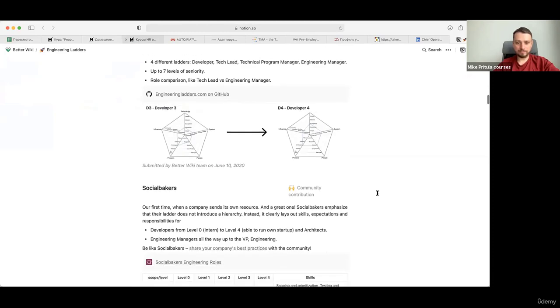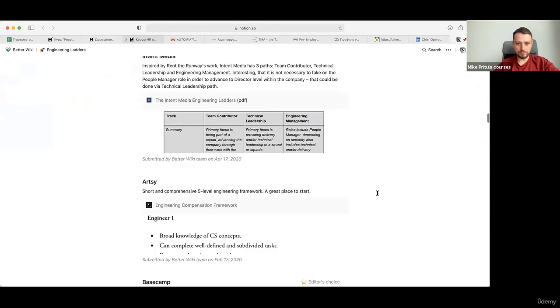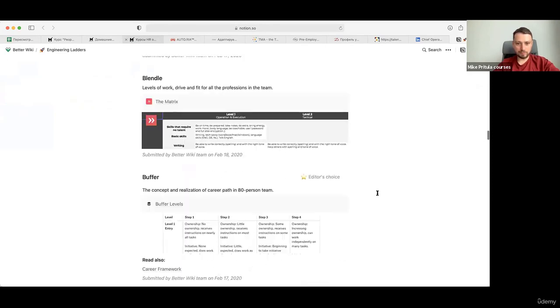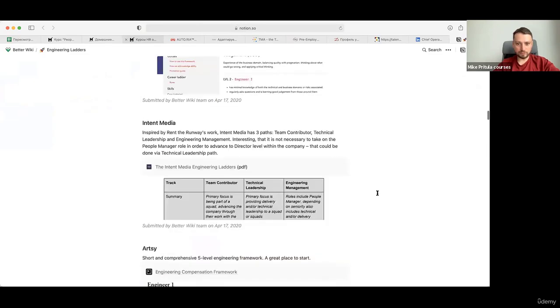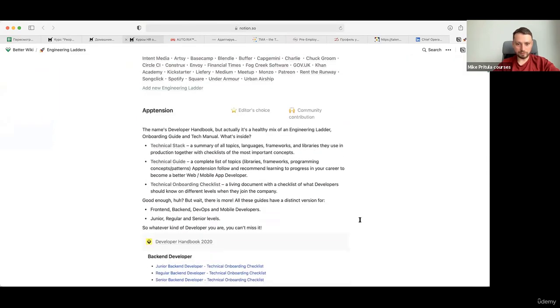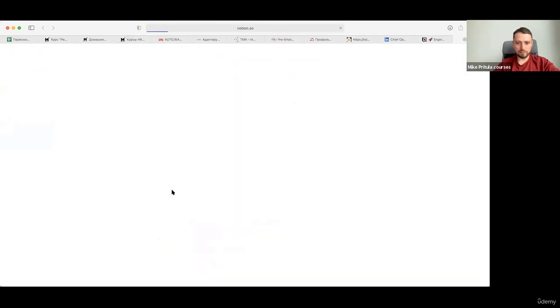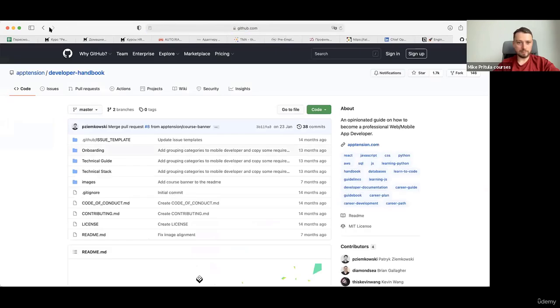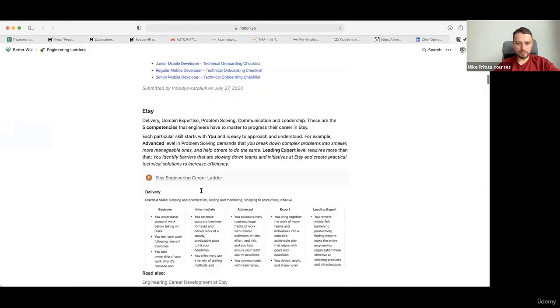Like this. Let's look at something interesting. Let's check out Basecamp Blend Buffer, like this. Let's look at one of the first ones. I don't know, this X. What's inside? Oh, this opens in GitHub. That's not as convenient. Let's see.